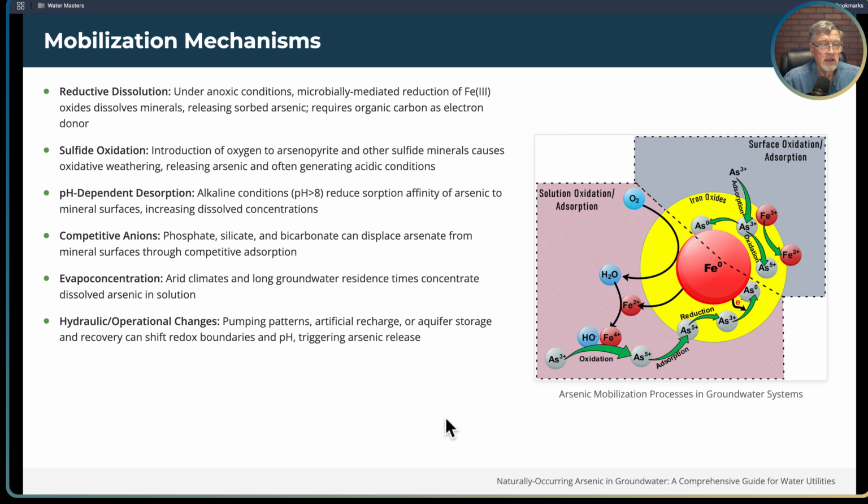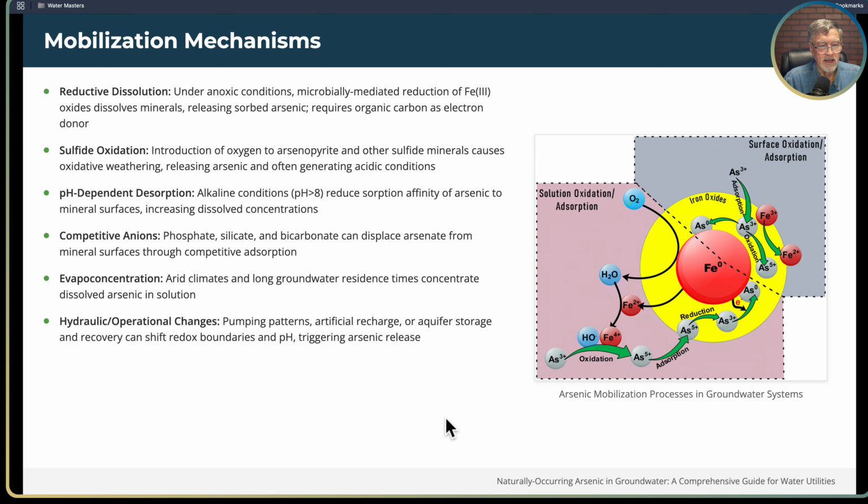Competitive anions, phosphate, silica, and bicarbonate can displace arsenate, and arsenate is arsenic 5, from mineral surfaces through competitive adsorption. So the phosphate, the silicate, and the bicarbonate are going to preferentially adsorb to the surface and release the arsenate. So you can see a complex picture of the chemistry here, and understanding the chemistry is really important to determine how mobile arsenic is in your particular environment.